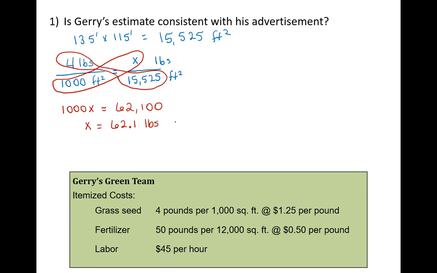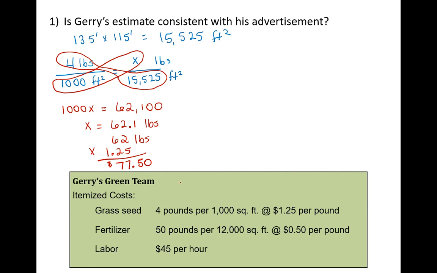And seed costs $1.25 a pound. So if we multiply this 62.1, or just do 62 pounds, and it's going to cost $1.25 a pound, I see that the cost for the seed is about $77.50.